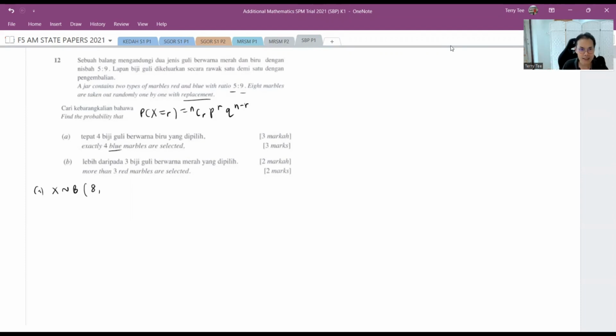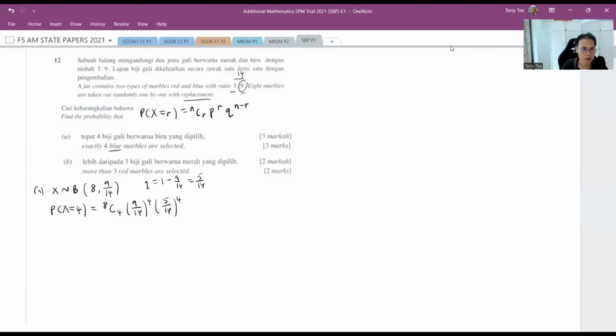So the first part, we want exactly 4 blue marbles. So what's the probability of blue? Well, you have 9 blue out of total 14, so it's 9 over 14. So the probability of getting exactly 4 blue marbles will be 8 choose 4, p is 9 over 14 power 4. Now q is 1 minus p, which is 1 minus 9 over 14. That means not getting blue, or we can just say red, 5 over 14. So we write 5 over 14 here.